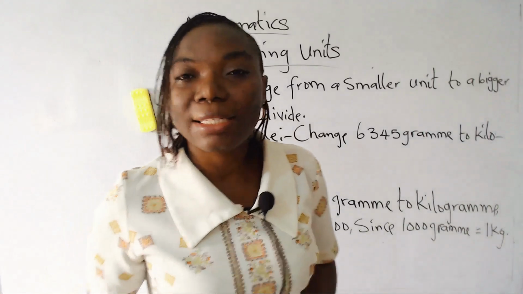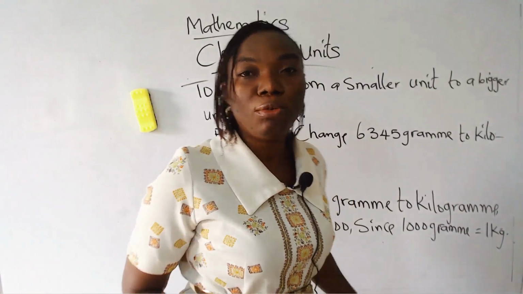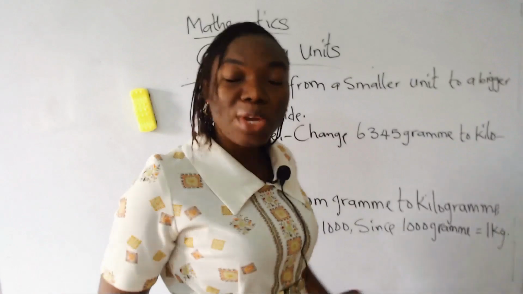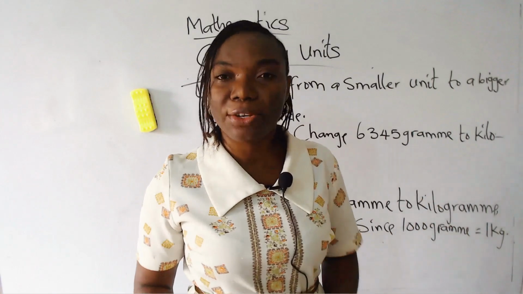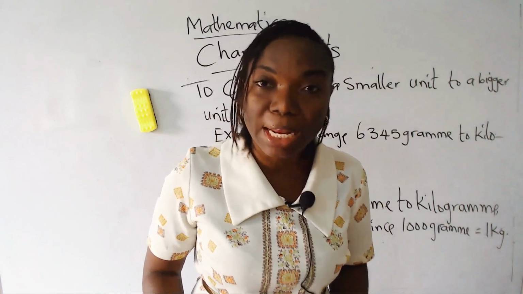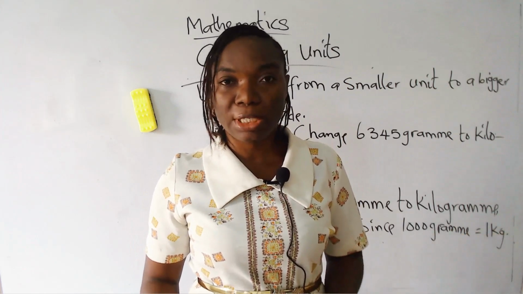Now let's take our example. We have said that to change from grams to kilograms again, that we're going to be dividing by 1,000. We are dividing now because we are changing from a smaller unit to a bigger unit. The other example, in example 1, we multiplied because we were changing from a bigger unit to a smaller unit. Is that clear?